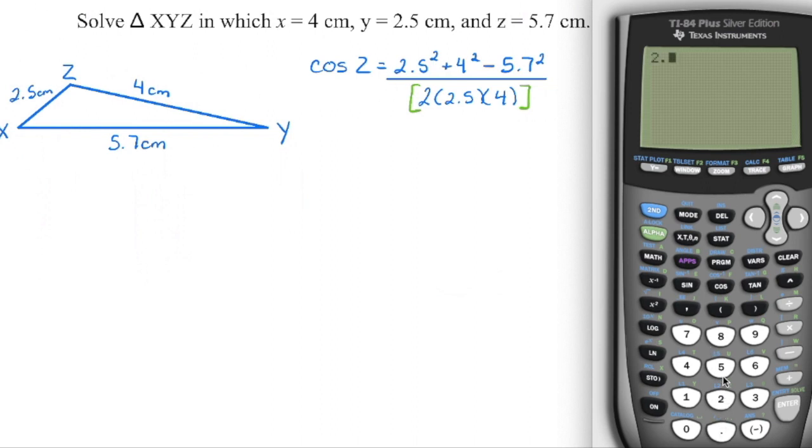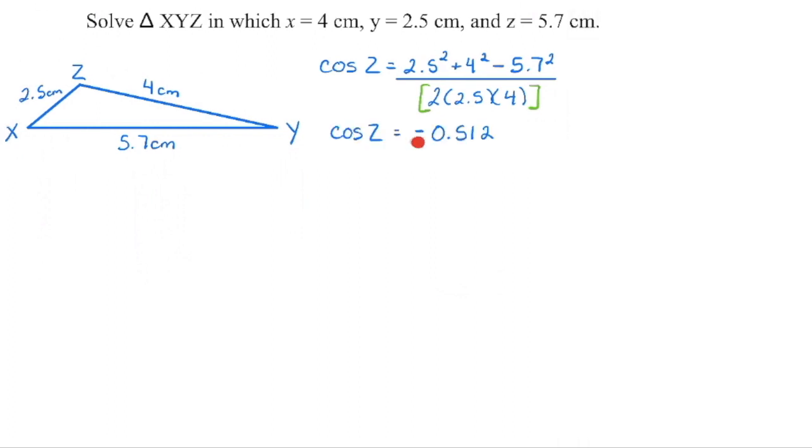So we're going to have 2.5 squared plus 4 squared minus 5.7 squared, and then I'm going to press equals to calculate that whole value, or you can put it in brackets if you want. And then we're going to divide by, now we do have to put this in brackets, so we're going to go bracket 2 and then times 2.5 and then times 4, and then we can close the bracket. And so that's going to give us the cosine ratio. It gives us a negative ratio.